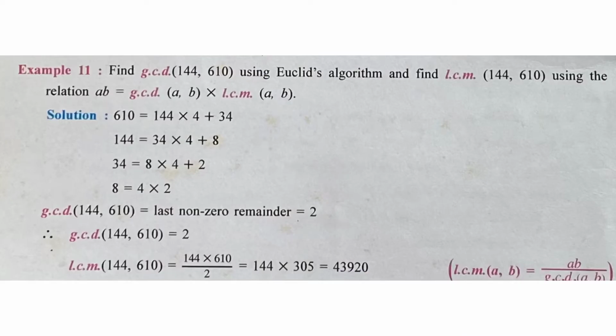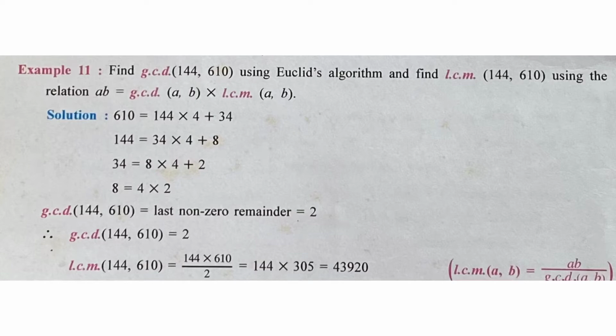Find GCD of 144 and 610 using Euclid's algorithm and find LCM of 144 and 610 using the relation a into b is equal to GCD of a, b into LCM of a, b. So first of all, we will find GCD. Here 610 is greater than 144, so we'll have to divide 610 by 144 and we'll get 610 is equal to 144 into 4 plus 34.